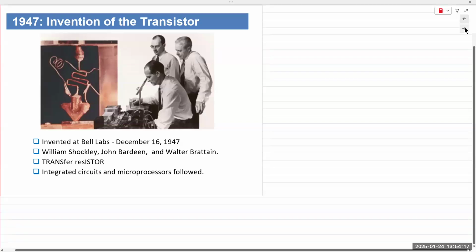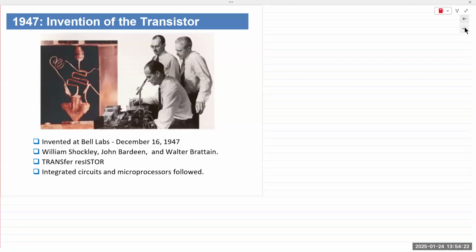Junction is obvious. There is a PN junction in there. I believe we covered the invention of the transistor a little bit in the first week, so I'm not going to go too deep into that. 1947, when was the first germanium point contact transistor presented?